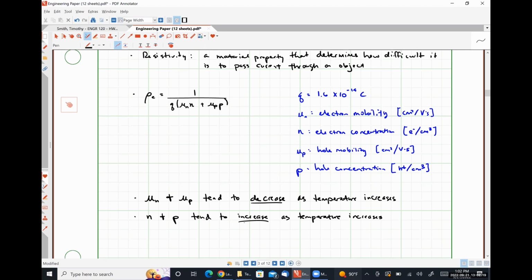So if mobility is the dominant effect on the resistivity of a material, the material will have a positive temperature coefficient of resistance, which we call TCR. If the carrier concentration is the dominant effect on resistivity, the material will have a negative temperature coefficient. So way back when you were freshmen with your thermistors, those were negative temperature coefficient devices.